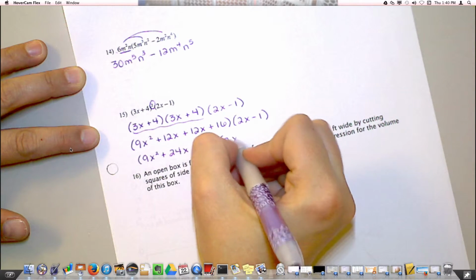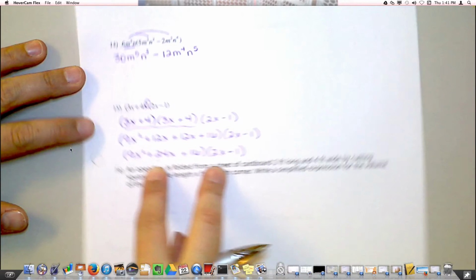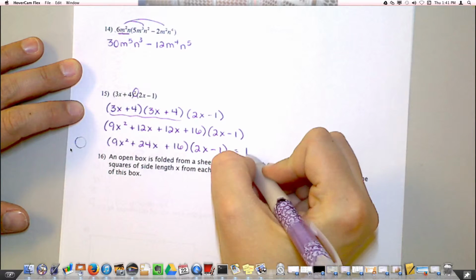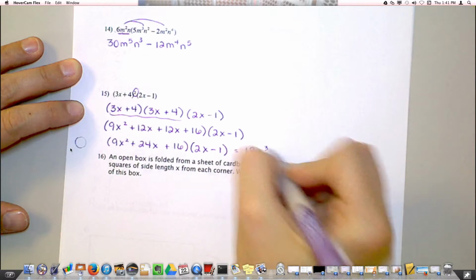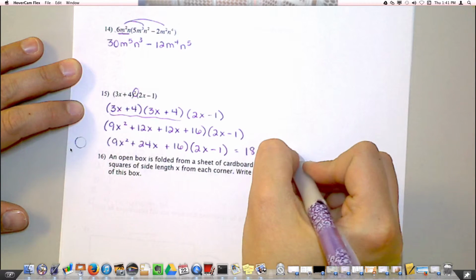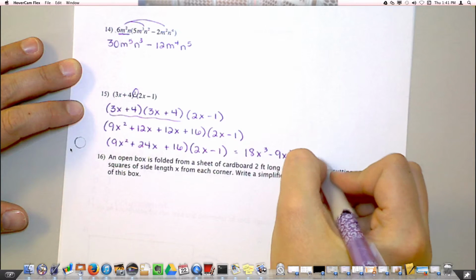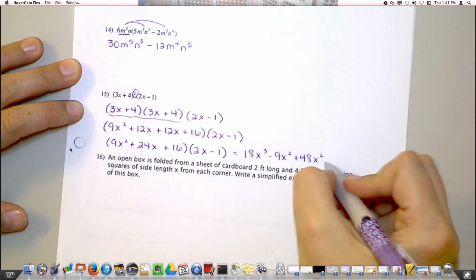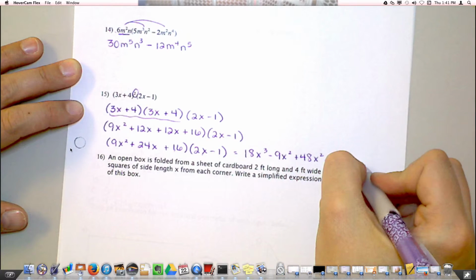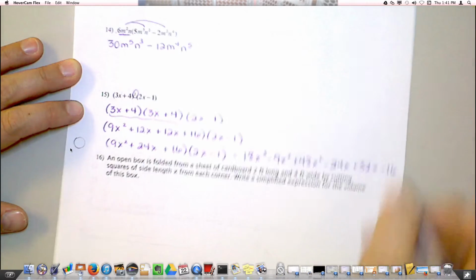Now what do I do? Same thing. Take these two parentheses, put them together. So then I would do 9 times 2 is 18x to the third. 9x squared times 1 is minus 9x squared. 24x times 2x is 48x squared. 24x times negative 1 is negative 24x. 16 times 2x is 32x. And 16 times negative 1 is negative 16.